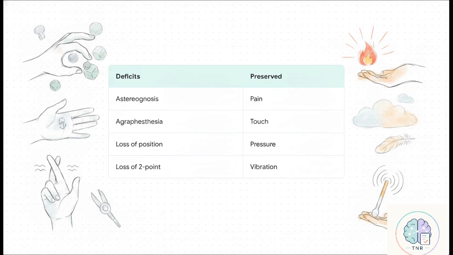Let's look at the deficits. Patients develop astereognosis, which is the inability to judge an object's size, shape, or identity just by holding it. They also suffer from agraphesthesia, meaning if you trace a number on the palm of their hand, they have no idea what it is. They also lose 2-point discrimination and their joint position sense. Yet despite all of that, their fundamental raw sensations like pain, basic touch, pressure, vibration, and temperature remain 100% intact.